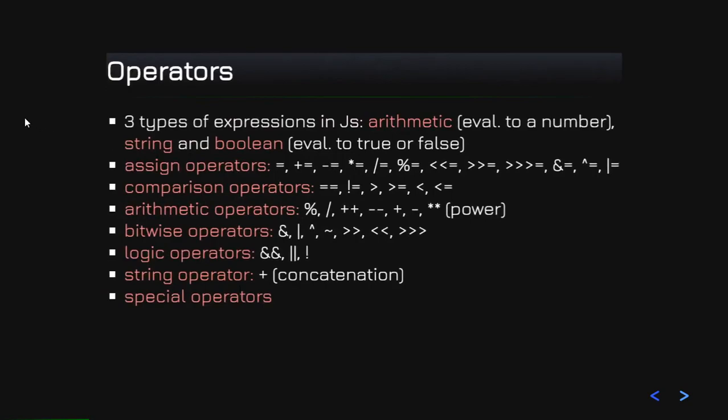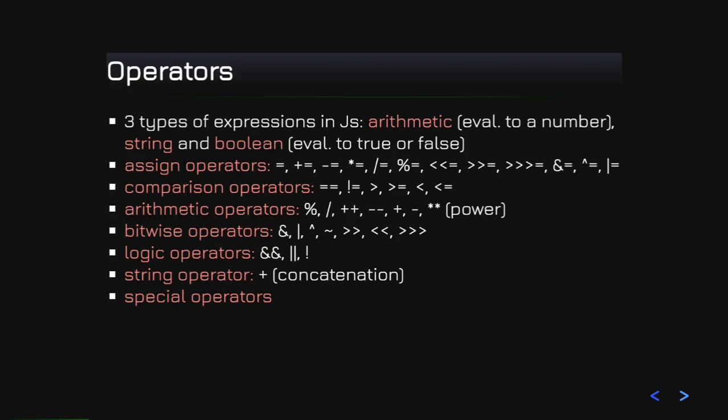Then moving on to the operators. So we've started with the literals, the entities, variables, and constants, and now we move to operators, and then we move to instructions of the JavaScript language. We have three types of expressions in JavaScript: arithmetic, which are evaluated to a number; string, which are evaluated to a string; and boolean, evaluated to true or false.